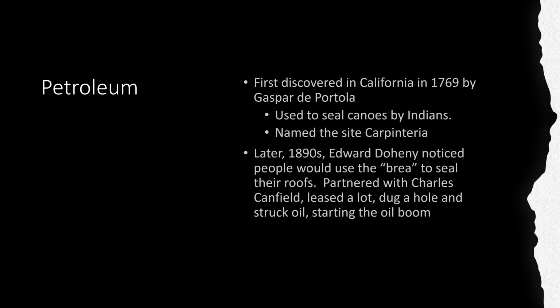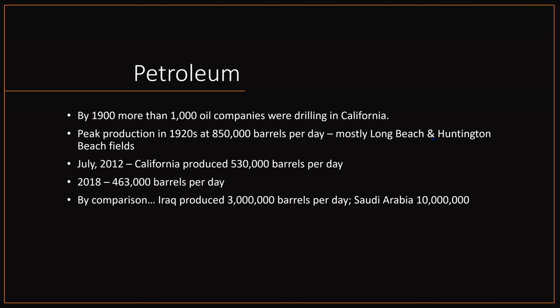Petroleum was first discovered in California in 1769, and it was used to seal canoes by Indians primarily. They named the first site Carpinteria. Later, in the 1890s, Edward Doheny noticed people would use the brea to seal their roofs. So he partnered with Charles Canfield, leased a lot, dug a hole, and struck oil, starting the first oil boom. So this has been a long time coming with oil.